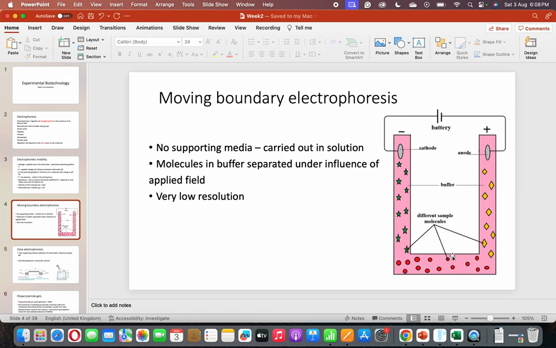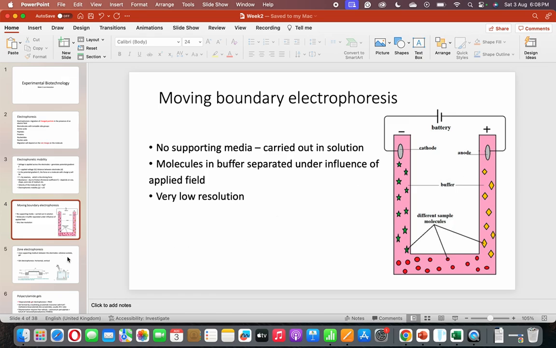Because we're just separating it based on whether it is positively or negatively charged. There is not much resistance to the flow of these molecules. So if I continue doing this, eventually all the positive molecules will come on this side, all the negative molecules will come on this side. So I'm not really getting an idea of the different properties of the molecule, right? I'm just getting an idea of what the charge is.